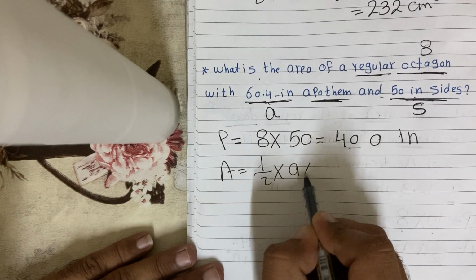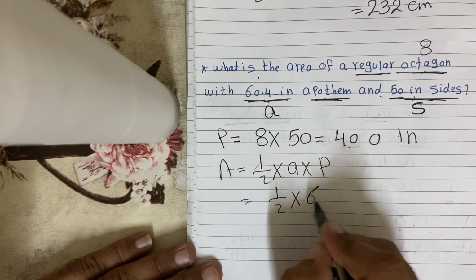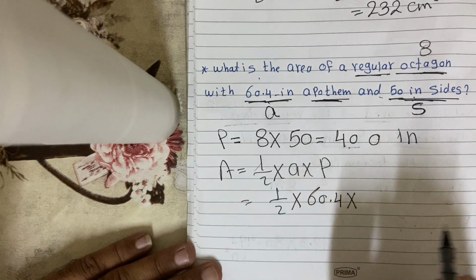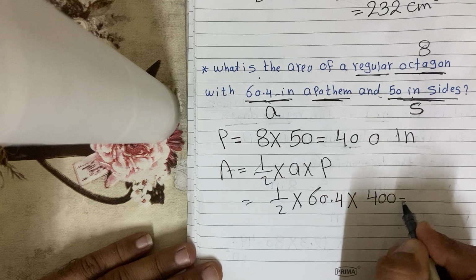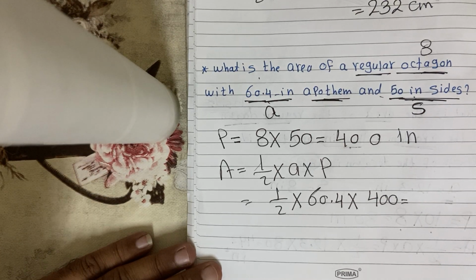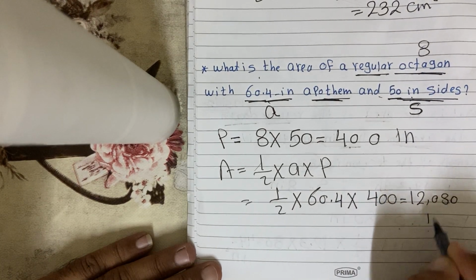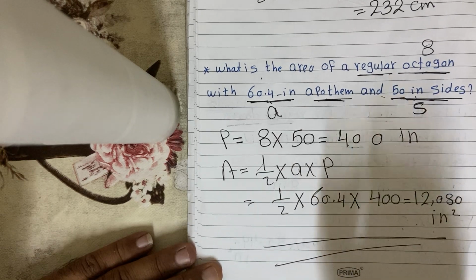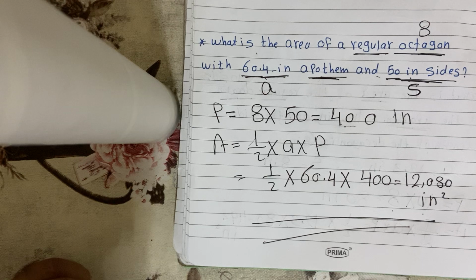Now we find the area of the regular polygon. Half times A times P means half times A, which is 60.4, times P. The perimeter of the shape is 400. Half times 60.4 times 400. The answer is 12,080 square inches.